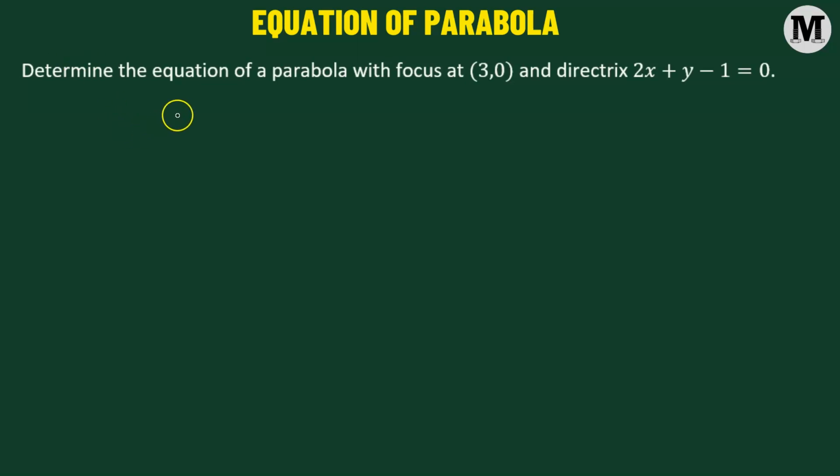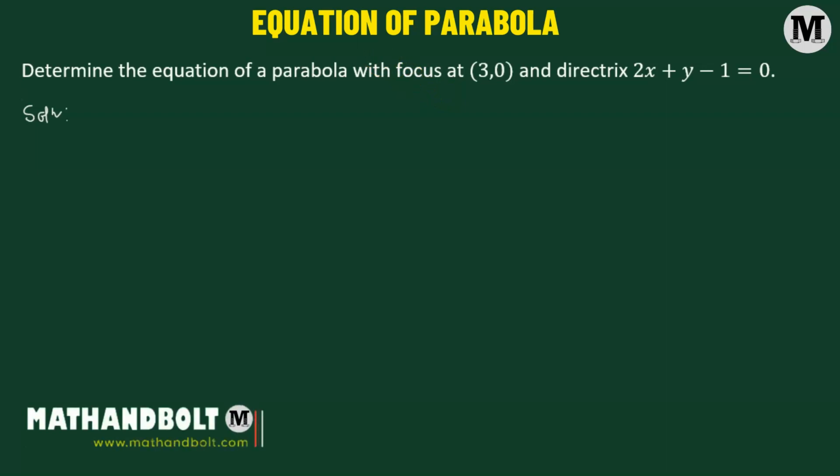So in this problem, we need to determine the equation of a parabola with the condition that the focus lies at (3, 0) and the equation of the directrix is given by 2x + y - 1 = 0. Let us begin. We'll begin by first trying to understand the problem graphically.